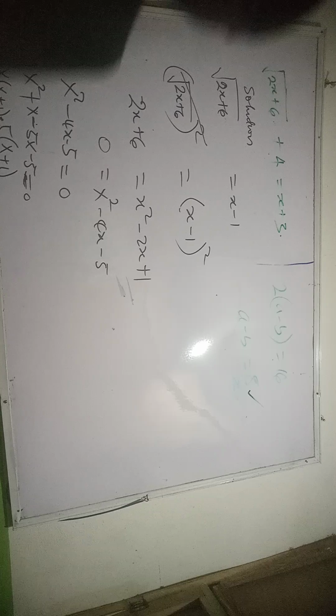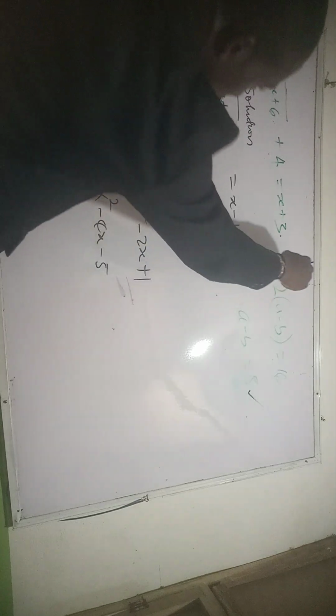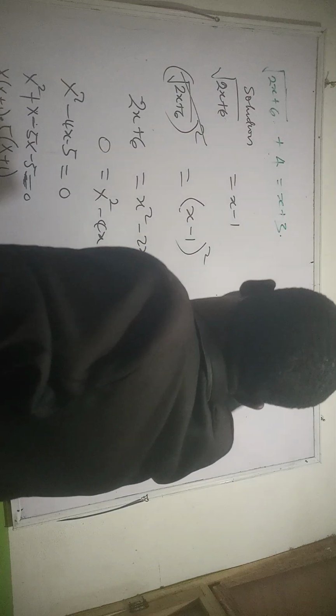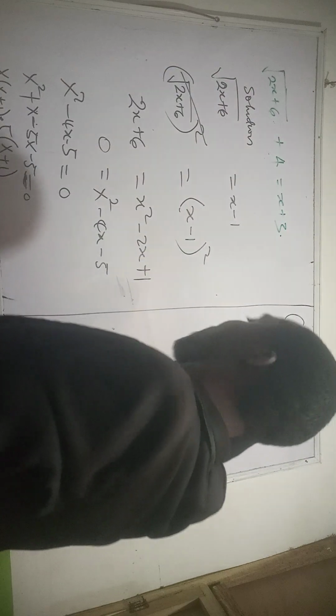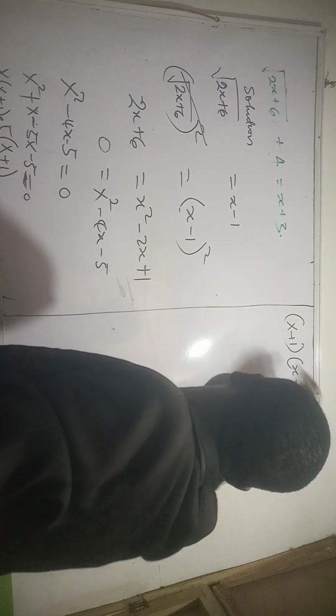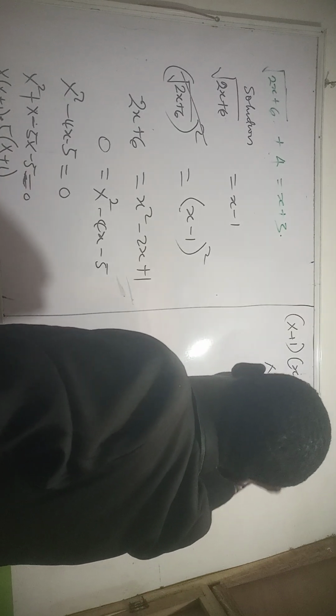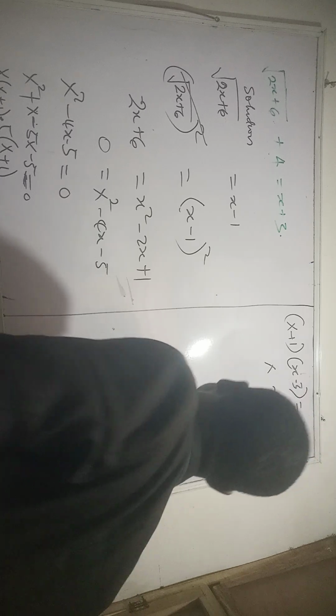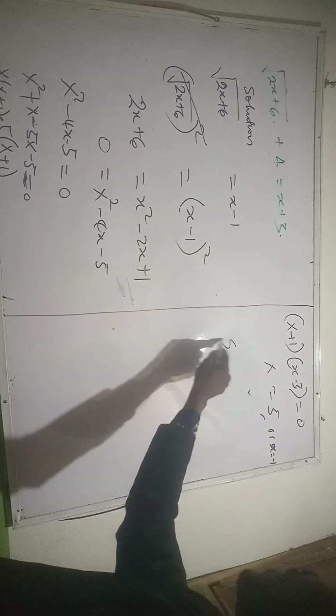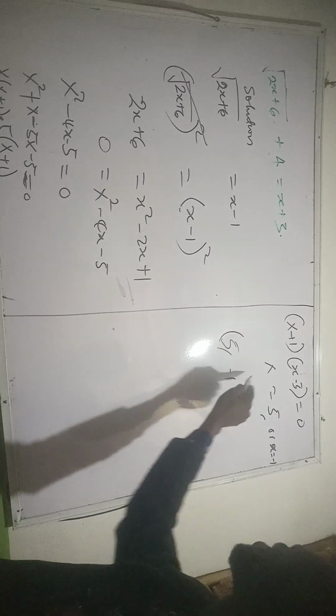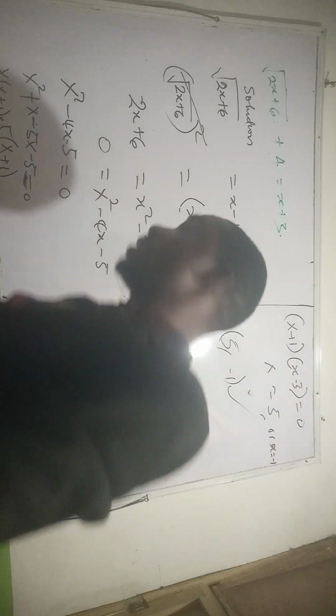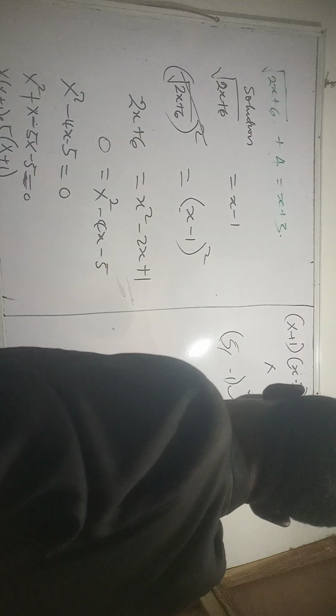So in this context, let me continue from up there. We'll be having x plus 1 into what? x minus 5 equals 0. So we have x equals 5 or x equals minus 1. So these are the two solutions for x, 5 and minus 1. These are the two sets of solution, and you can also say minus 1 or 5, your choice.